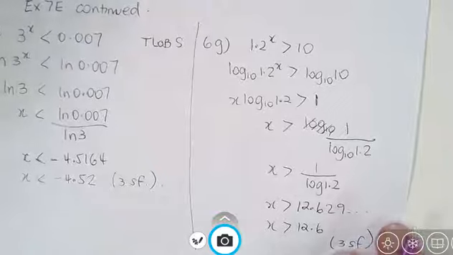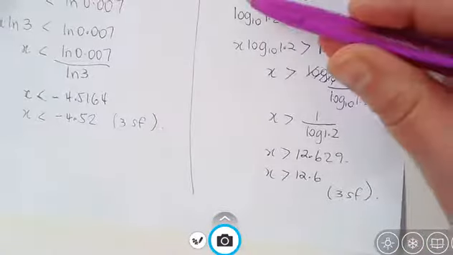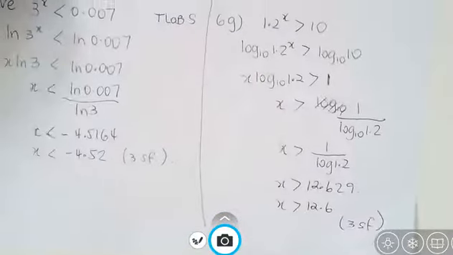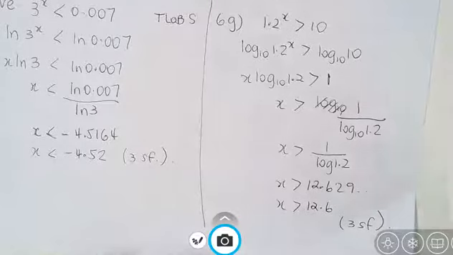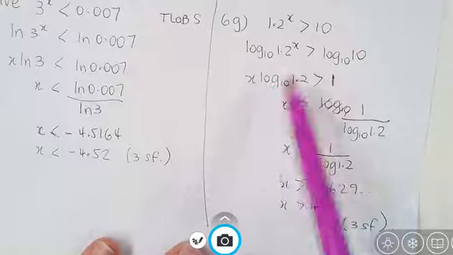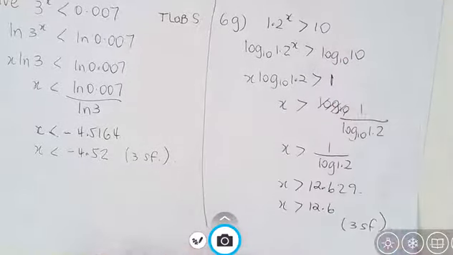Now with this question, I could have also just taken ln of both sides. So if you want to try that, you can, but you should get the same answer. So you can do ln of both sides like over here, or log to the base 10 of both sides. I just did log to the base 10 here because log to the base 10 of 10 is 1.